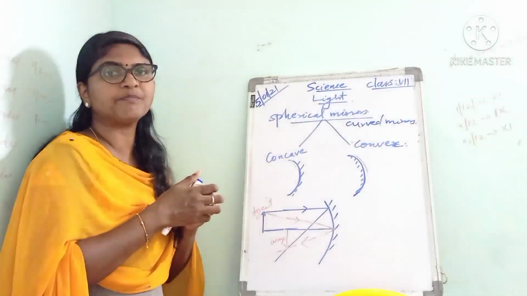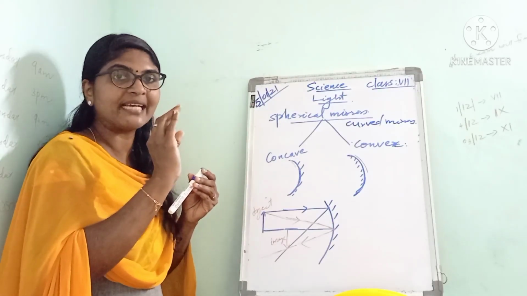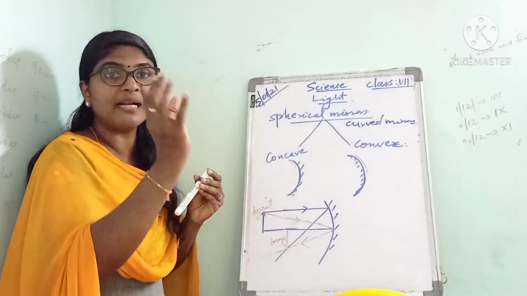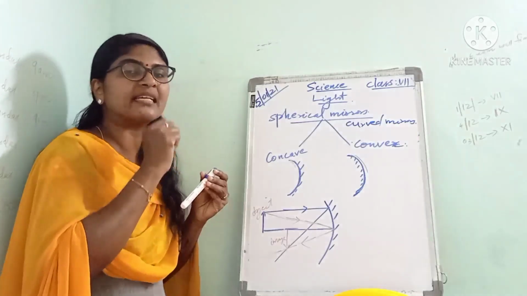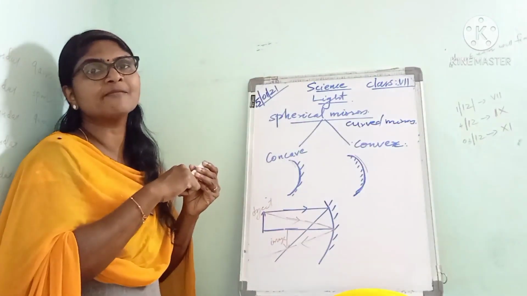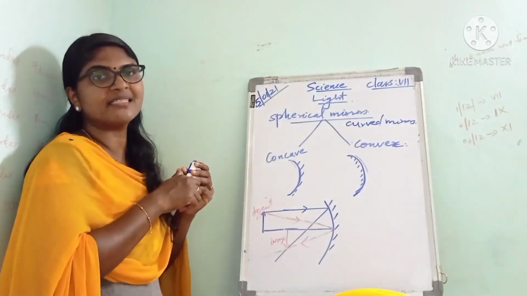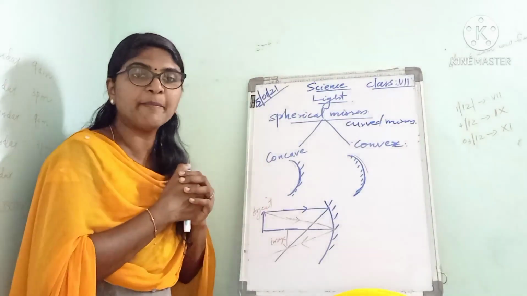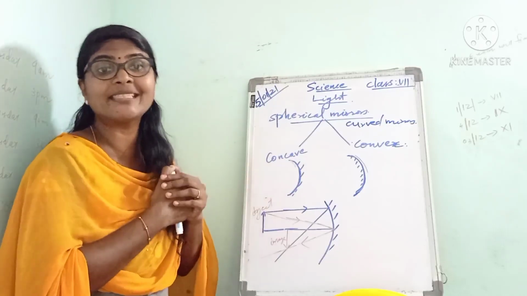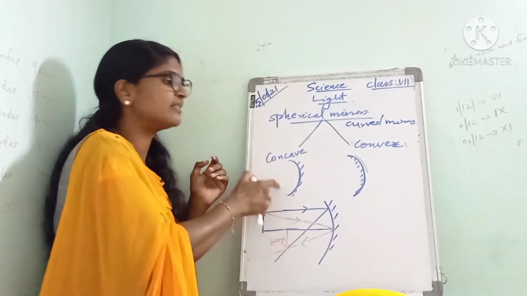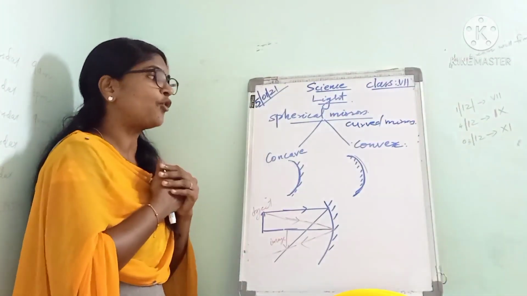Okay, a spoon has an inner curved surface and an outer bulged surface. In the case of a spoon, the inner curved surface acts as the concave surface, and the outer bulged surface acts as the convex surface. Isn't it? Similarly here, a concave mirror is a spherical mirror whose inner curved surface is the reflecting surface. That is the concave mirror.